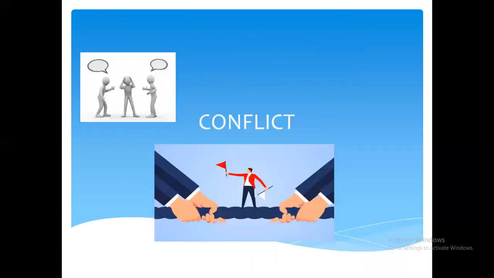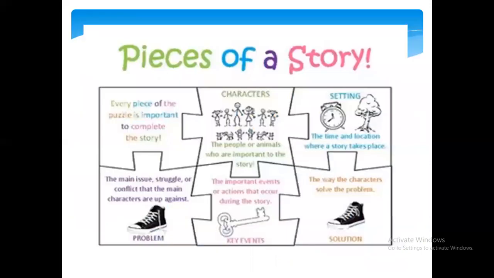Conflict. Now, without a problem, a story is, of course, incomplete. What are you going to tell your readers about in the story? So, here you need to mention the basic problem in the story. Okay. Every piece of a story is like a puzzle. Okay. Characters, setting, problem, key events, and solution. Okay. We are done with characters, we're done with setting, we're done with plot, and then we're done with the problem or the conflict as well.